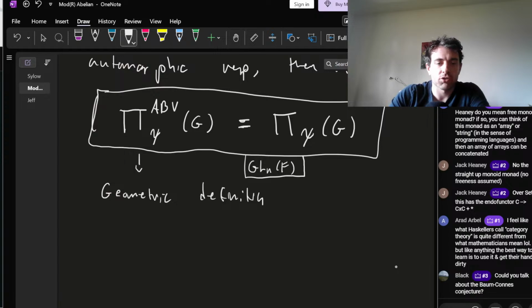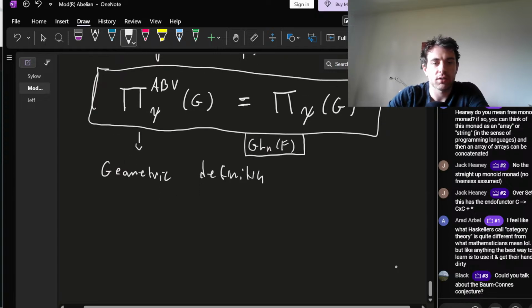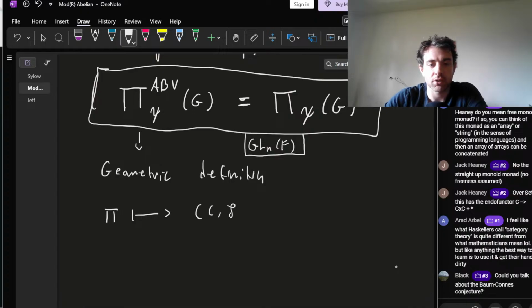So what's the point of the geometric definition? What does that mean? Well, we have this bijection. An irreducible representation can be associated to a pair of an orbit and a local system, and that in turn can be associated to a simple perverse sheaf.